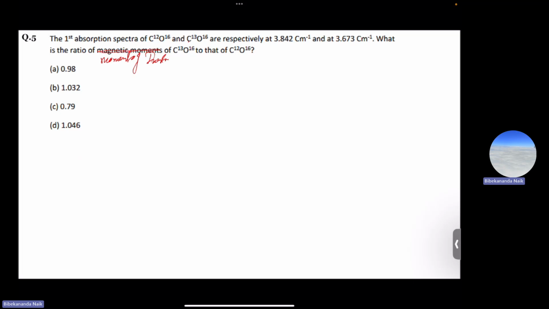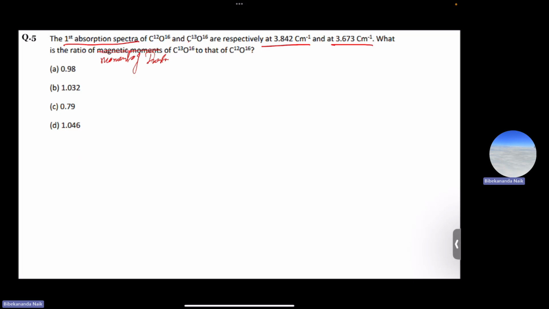So here we need to find out the moment of inertia, because moment of inertia contains the reduced mass, and reduced mass depends upon the mass of the atoms present in the nucleus. Since in both the molecules carbon has different mass, there will be some change in the mass, and due to that there will be some change in moment of inertia. That's why the first absorption spectra is coming at different positions.